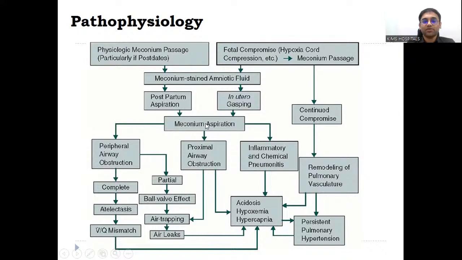Or this mechanism can go down into the alveoli and lead to chemical immunity and surfactant inactivation. But because of this prolonged, complete compromise, remodeling of the pulmonary vasculature can occur. These are all things that can lead to persistent pulmonary hypertension, both because of remodeling of the pulmonary vasculature and because hypoxia, hypercapnia, and acidosis can lead to reflex pulmonary vasoconstriction, which can lead to pulmonary vascular hypertension.